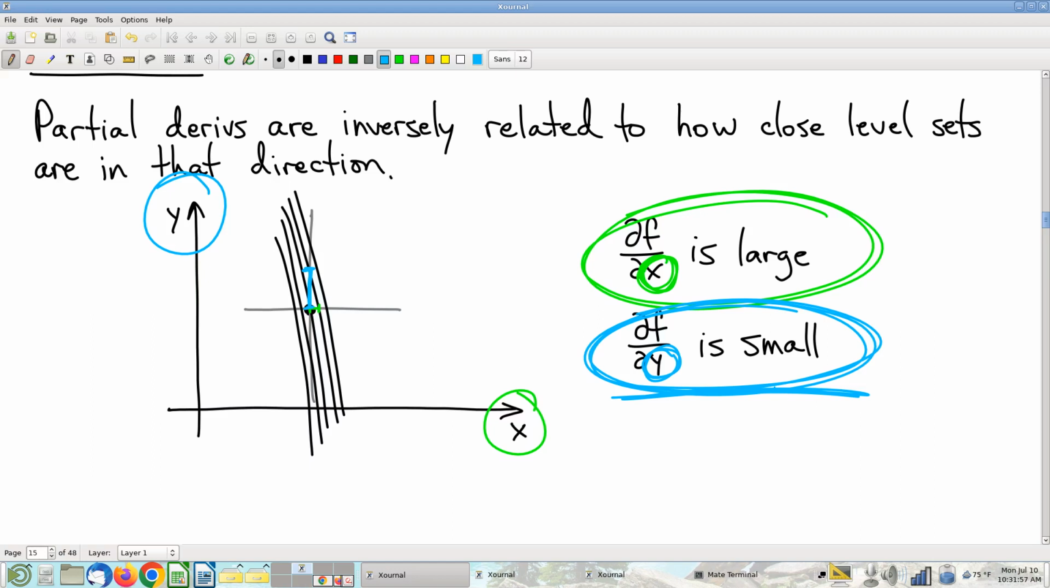Now, this is a geometric interpretation. It's sloppy. It's not perfectly exactly a single thing that I can represent. But it's a geometric interpretation of sorts. And this is how you interpret partial derivatives in the context of level sets.